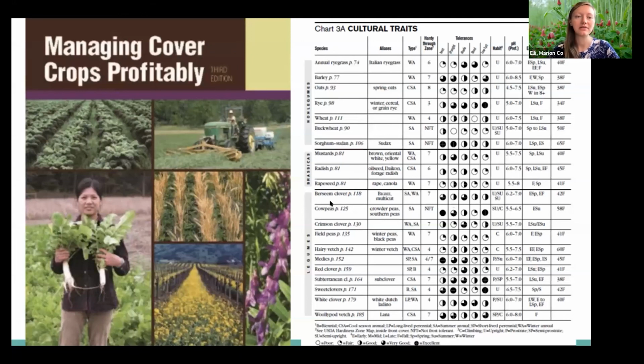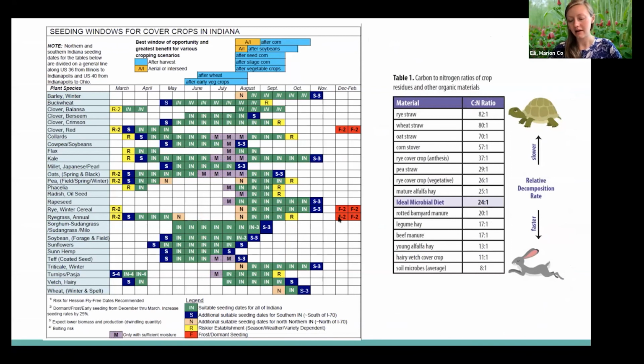And I'll share out these resources later as links. There are a bunch of publications on how to manage cover crops and the characteristics of different cover crops. SARE had published those previous resources, and RCS has a great seeding calculator and seeding windows table, so you can see when you'd want to plant those cover crops, what the abilities are for different parts of our state.